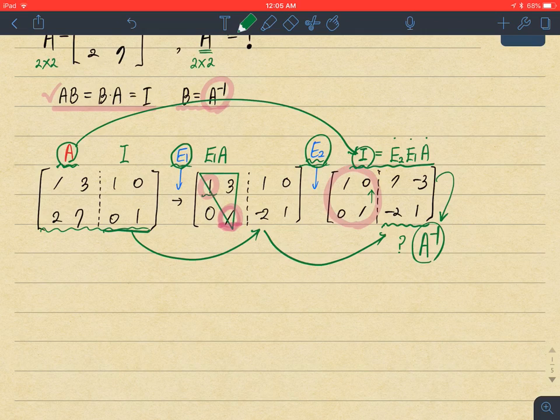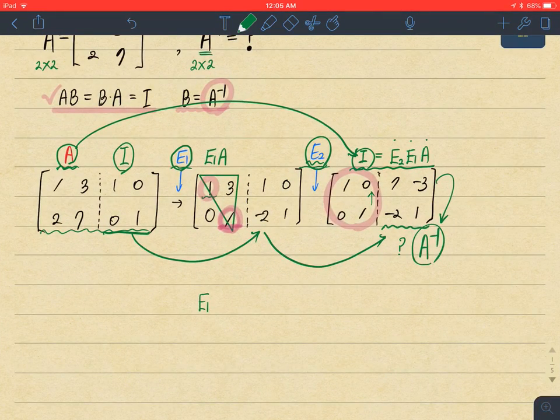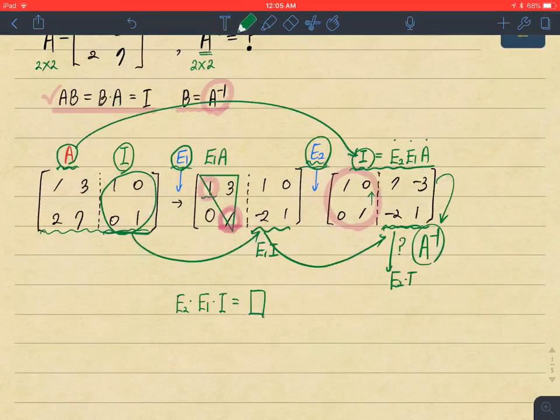And we did the same thing to the identity matrix, so we can say E1 and E2 become this matrix, right? We got this, and this becomes E1I, and this becomes E2 E1 I.